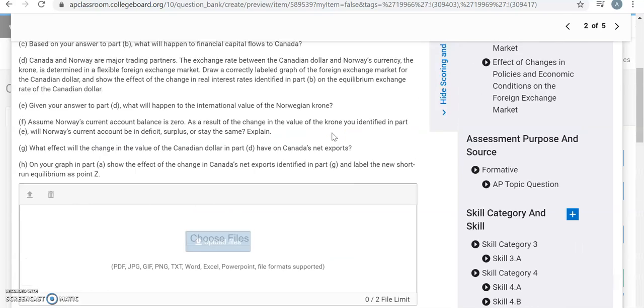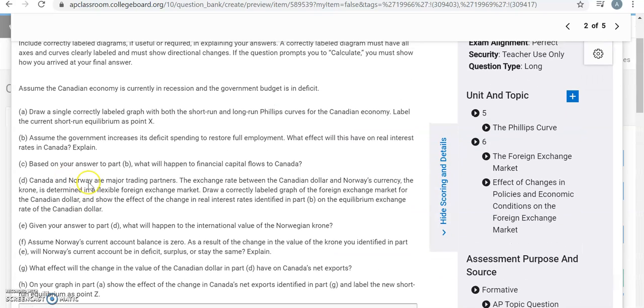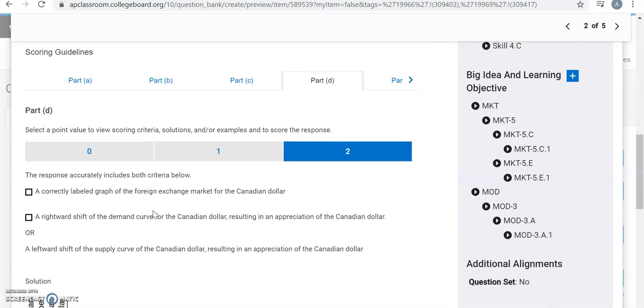All right, so part D. Canada and Norway are major trading partners. The exchange rate between the Canadian dollar and Norway's currency, the krone, is determined in a flexible foreign exchange market. Draw a correctly labeled graph of the foreign exchange market for the Canadian dollar and show the effect of the change in real interest rates identified in Part B on the equilibrium exchange rate of the Canadian dollar. Whew. Okay, so this is going to be a money market question.